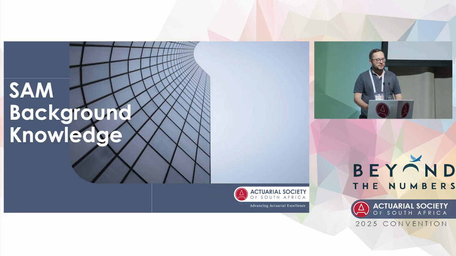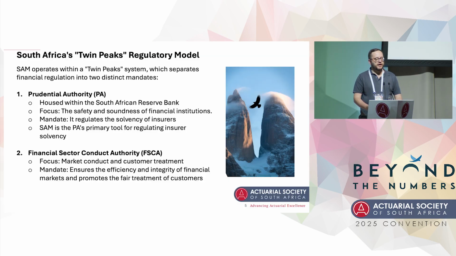And let's go. So SAM, in terms of background, I think we all have been through this. If you've been around for a few years, we have a twin peak system in South Africa where you've got financial regulation separated into two buckets. You've got your prudential regulation looking at solvency and capital requirements sitting with the Prudential Authority and the SARB. It's really around the solvency of insurers, with SAM being the main tool that the PA has to ensure capital adequacy out there in the market. And then we've got the FSCA, which is focusing more on the customer treatment and TCF aspects.